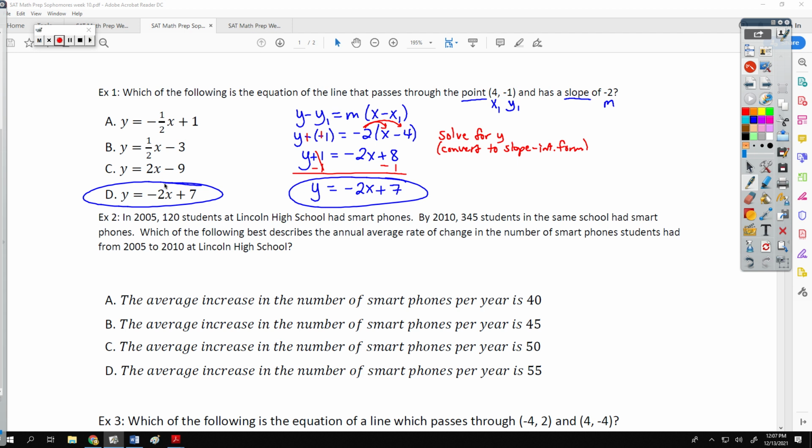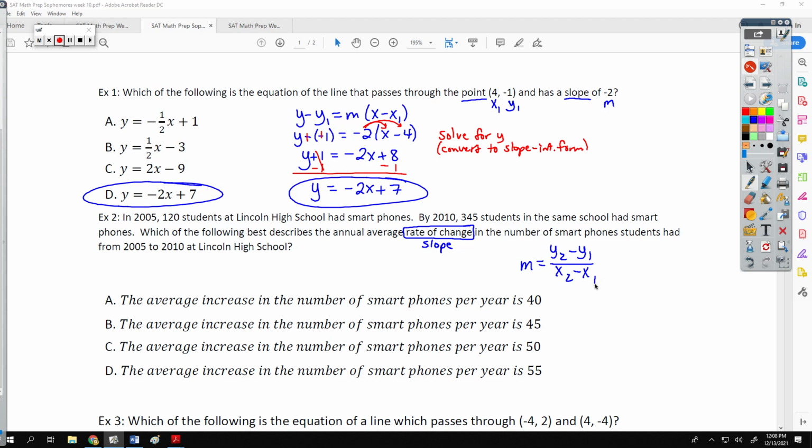Okay, example 2 says in 2005, 120 students at Lincoln High School had smartphones. By 2010, 345 students in the same school had smartphones. Which of the following best describes the annual average rate of change in the number of smartphones students had from 2005 to 2010 at Lincoln High School? Rate of change is a phrase that should absolutely jump off the page at you, because that is a fancy word for slope, which means we are probably supposed to be finding slope.